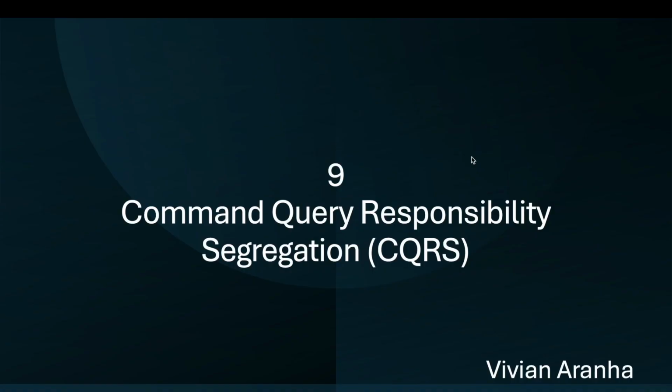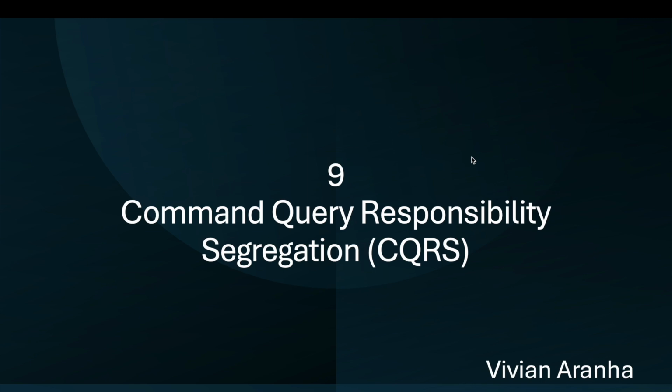Command Query Responsibility Segregation (CQRS) is an architectural pattern that separates the operations that modify data, which are the commands, from the operations that retrieve data, which are the queries. This separation allows each to be optimized independently, improving performance, scalability, and maintainability.